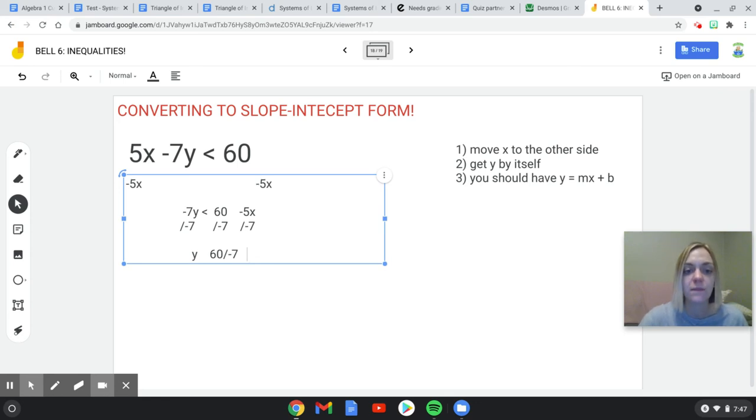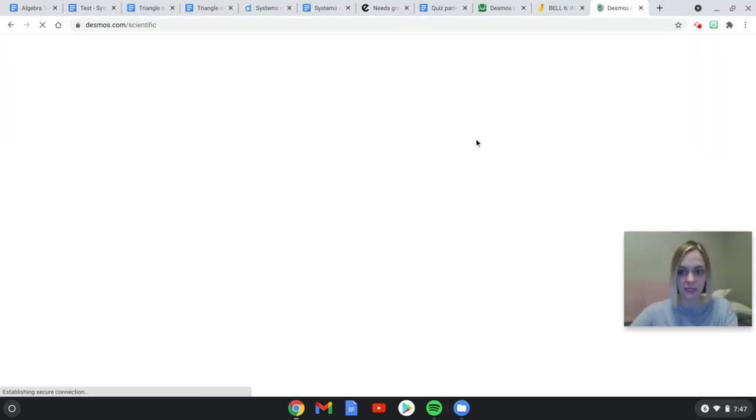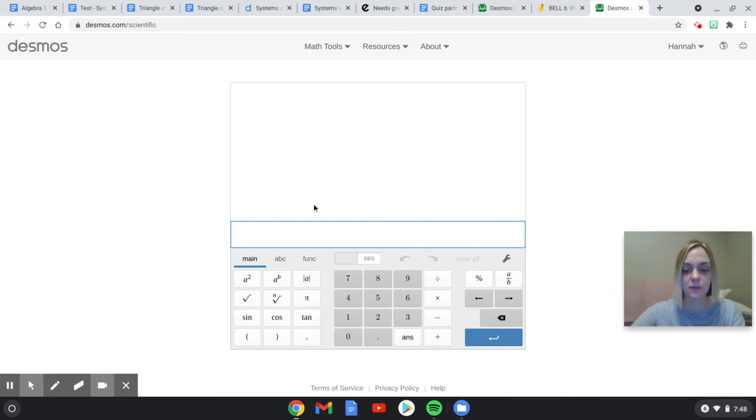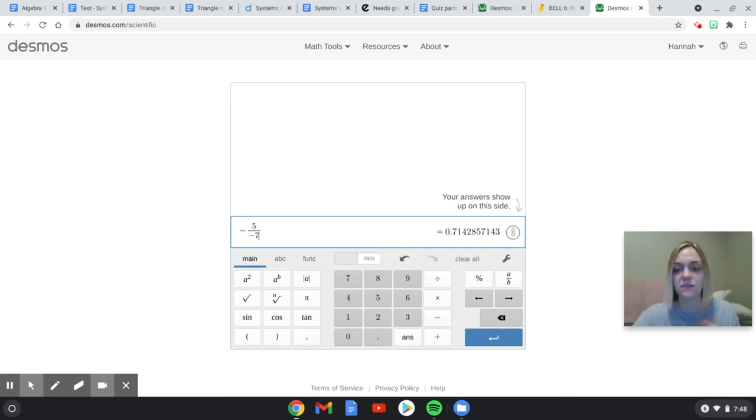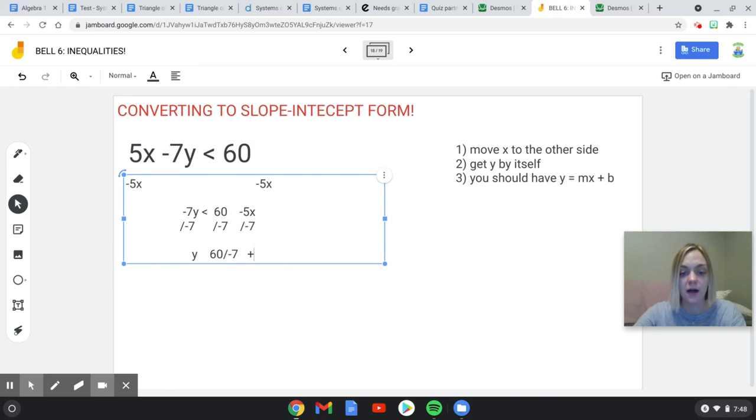One thing here, I'm going to keep it as a fraction again, but I have negative 5 divided by negative 7. If I pull up the scientific calculator, our best friend Desmos, I'm going to see that a negative divided by a negative gives me a positive 5 over 7. So I'm just going to make this positive 5 over 7x.